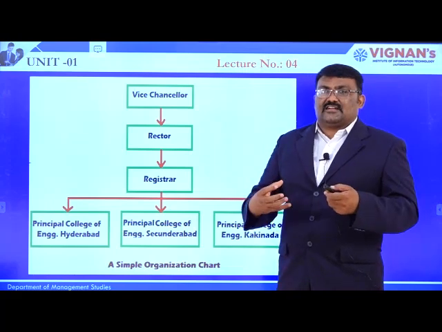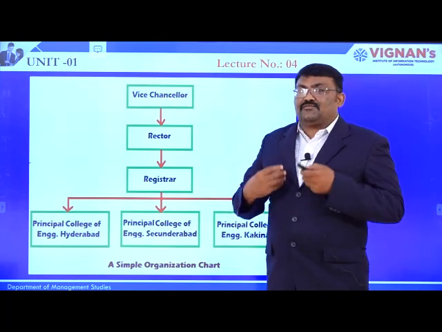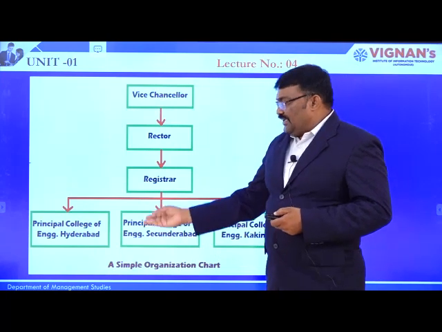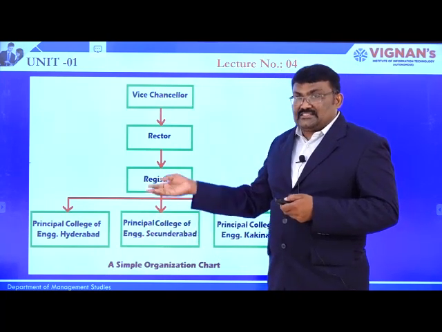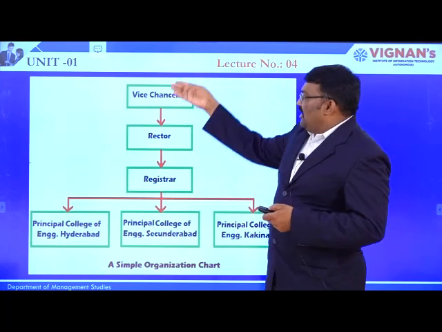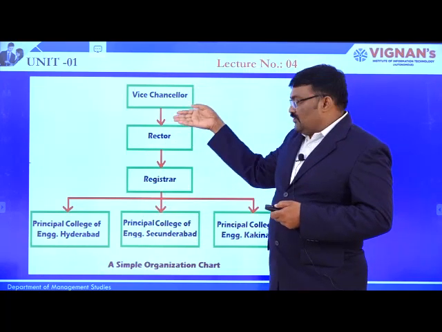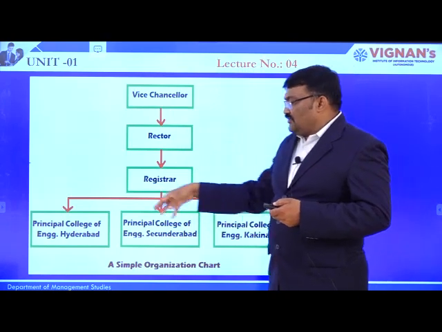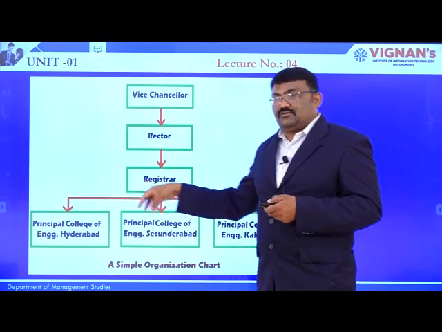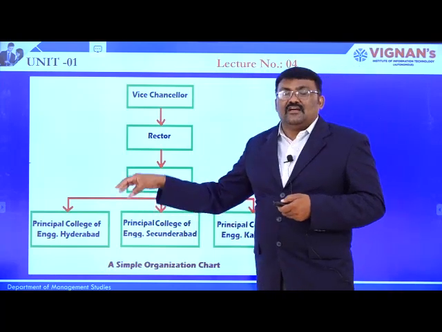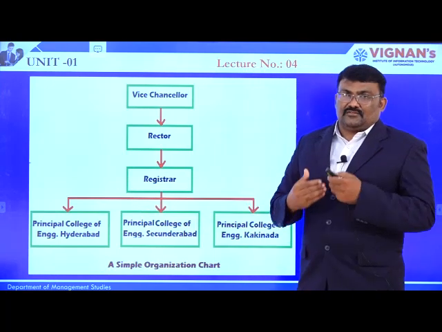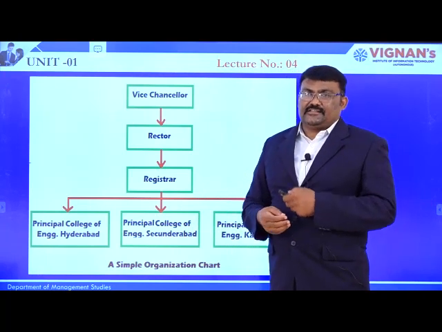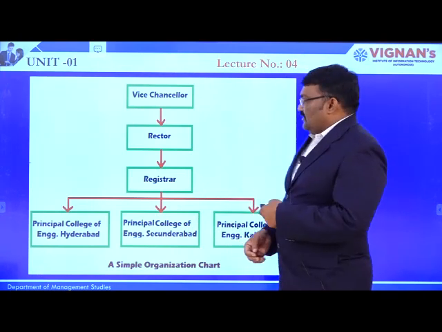What we can understand here is that if the vice chancellor wants to communicate something to a principal, he would not communicate directly to the principal. It is a channel, a flow of direction. He would instruct the rector, the rector would pass it on to the registrar, and the registrar in turn will pass on the messages or information to the respective principals of the respective colleges. That is an example of a simple flow of an organization structure.